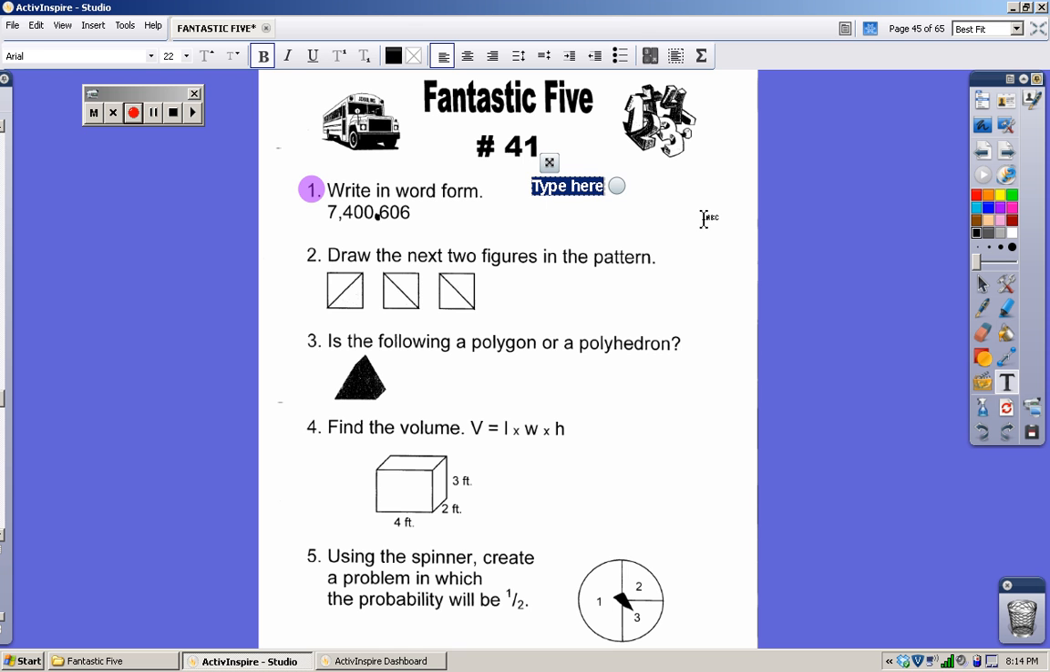So this word is 7,000, where the comma goes. No "and" goes right here. You just keep reading until you see your decimal. 400. Now here's your "and". And then just read the number like you normally would.